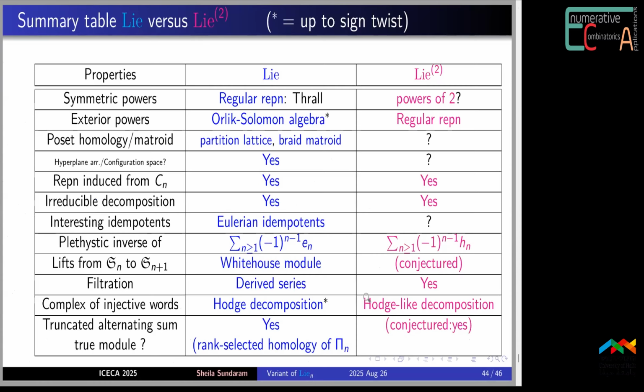And my last slide is really a summary slide of all the properties I've been talking about, where we know pretty much everything about the Lie representation. We know some things about Lie superscript 2, but these are all things that come about with formal symmetric function manipulations. So it would be nice to have a better context for it.